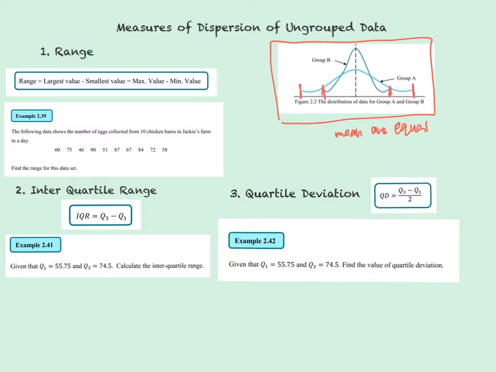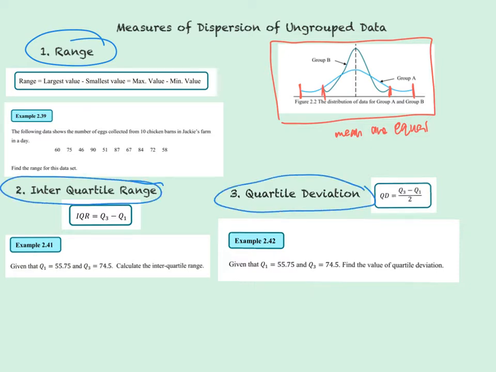Measure of dispersion for ungrouped data. So we have 4 formula in this chapter. So the first one we have here is for range, interquartile range, quartile deviation, and then on the next slide we have variance or standard deviation.